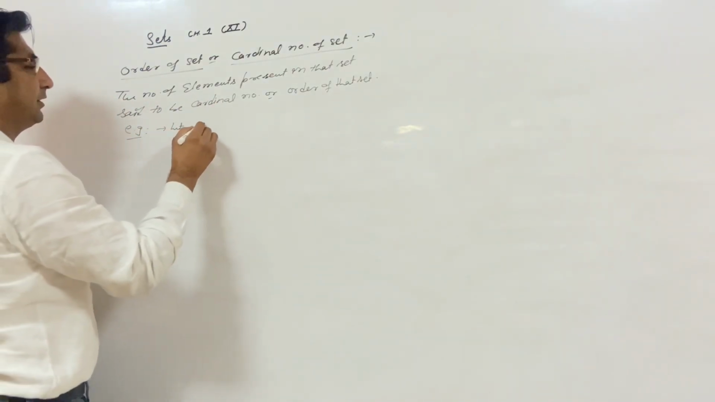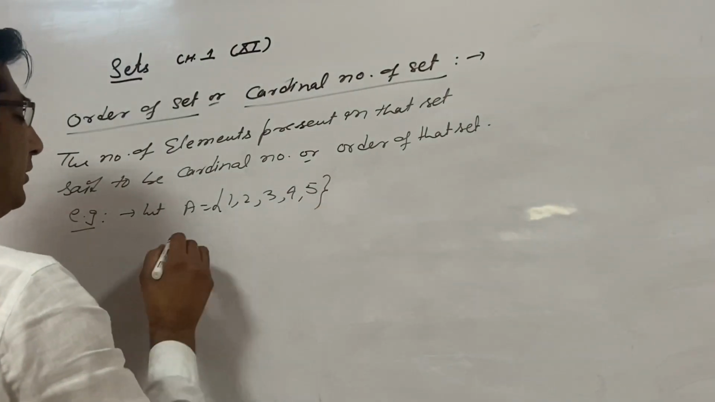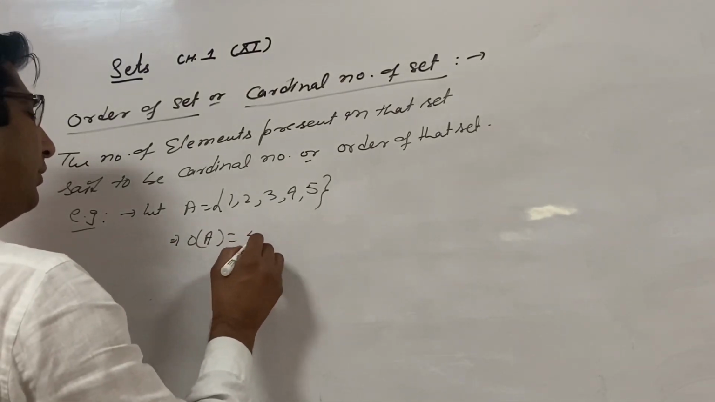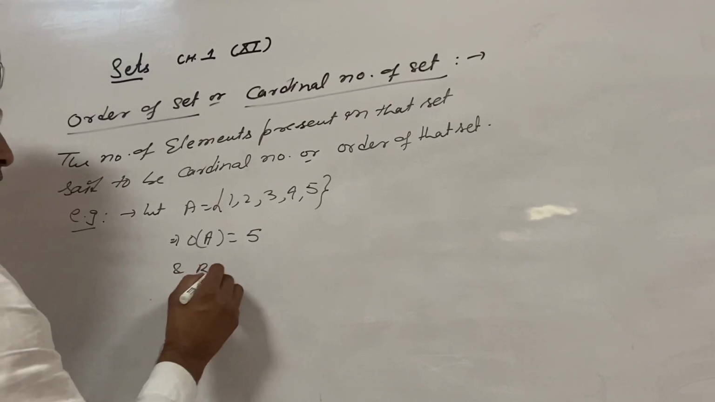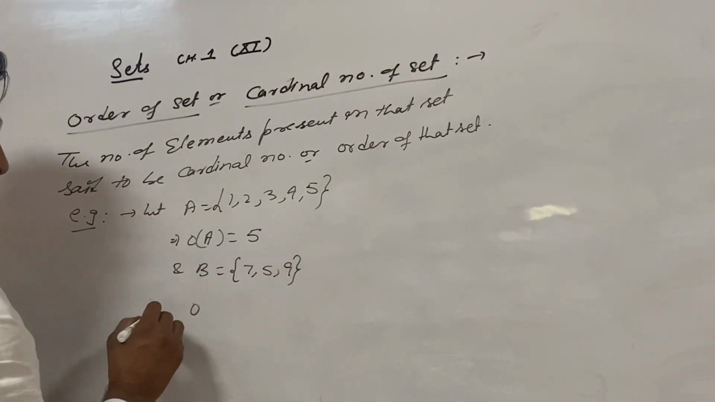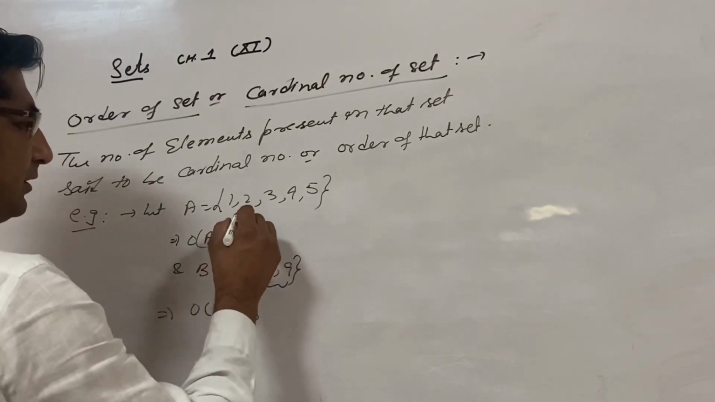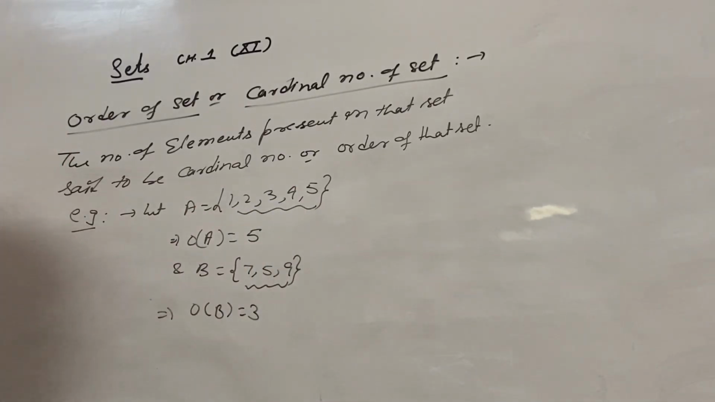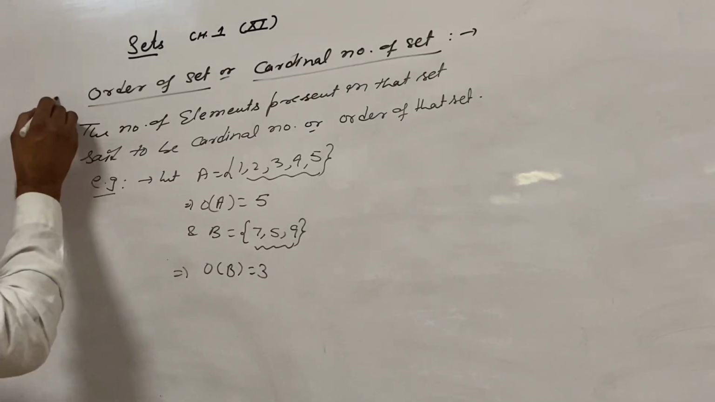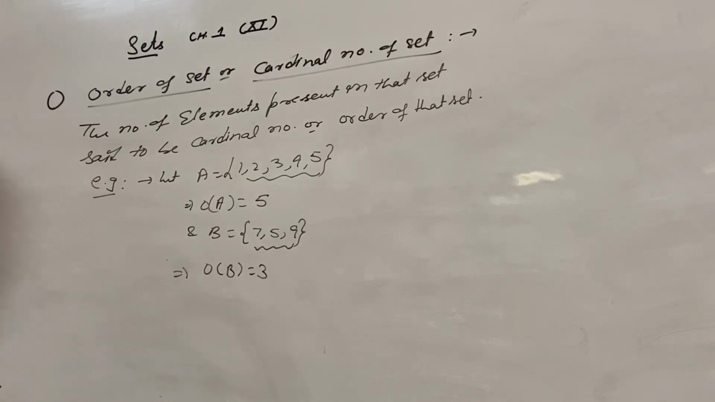Let A equal to {1, 2, 3, 4, 5}. Then order of A equal to 5, and B equal to {7, 5, 9}. Then order of B equal to 3. There are 3 elements and there are 5 elements. Now singleton set. Singleton set, finite, infinite, I had written, right.